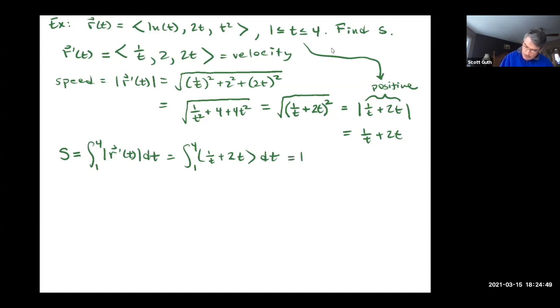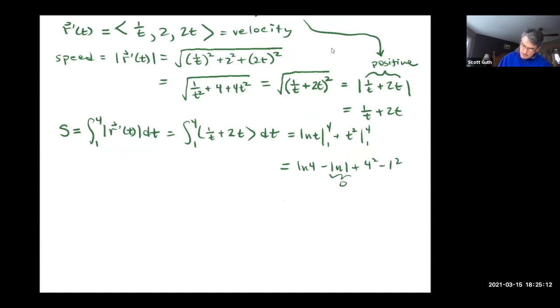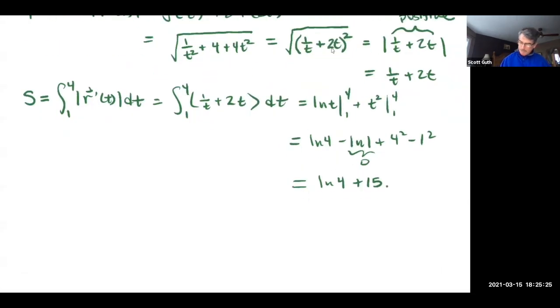So this is just going to be natural log of t from 1 to 4 plus t squared from 1 to 4. Okay, and so what do you get there? Log 4 minus log 1 plus 4 squared minus 1 squared, right? So log 1 is 0. So what do you get there? 16 minus 1, so log 4 plus 15. Okay, any questions about that?